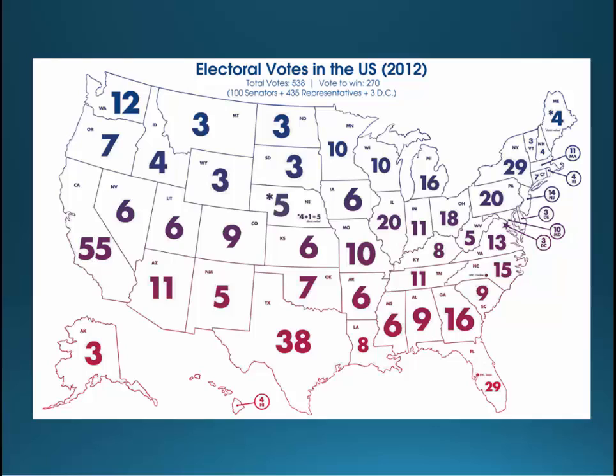As shown on this map, North Carolina has 15 electoral votes, 2 votes for their 2 senators, and 13 votes for their 13 congressmen. California, being the most populous state, has 55 electoral votes. Alaska, having a small population, has only 3.